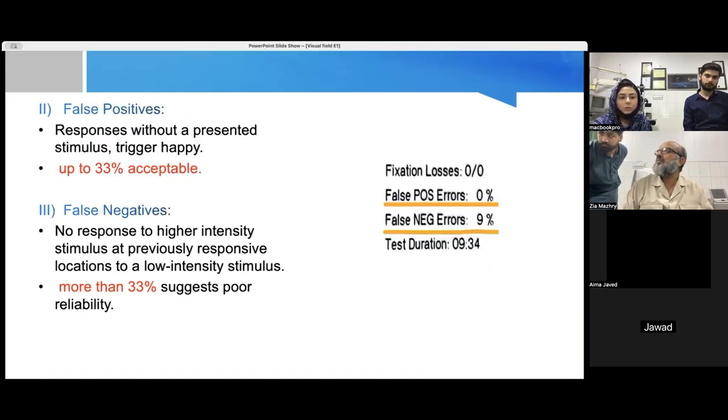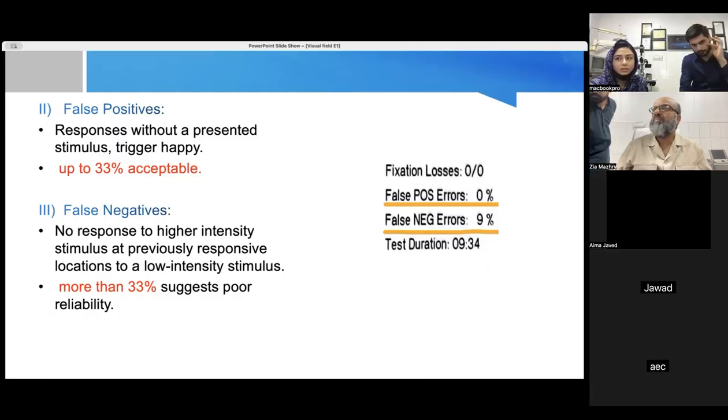Sometimes the patient responds without a presented stimulus. Such responses are called the false positive, and the patient is known as trigger happy. It is susceptible up to 33%. However, sometimes the patient fails to respond to a higher intensity stimulus at locations where the patient previously responded to a lower intensity stimulus. Such responses are called the false negative. It is also susceptible up to 33%.